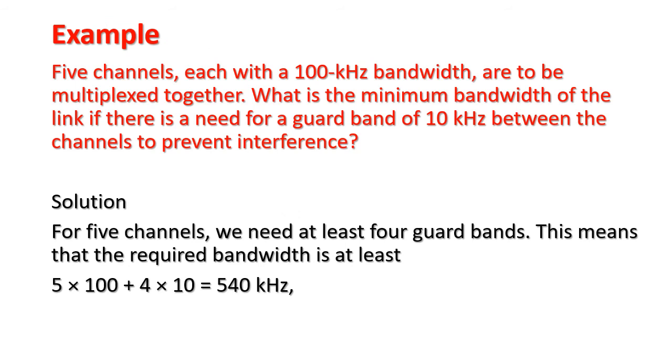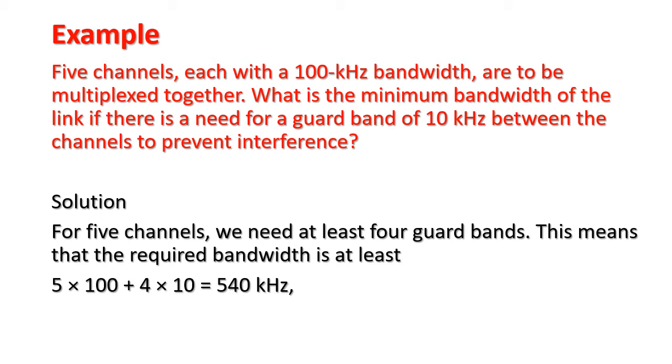Let's take a look at an example problem. 5 channels each with 100 kHz bandwidth are to be multiplexed together. What is the minimum bandwidth of the link if there is a need for a guard band of 10 kHz between the channels to prevent interference?